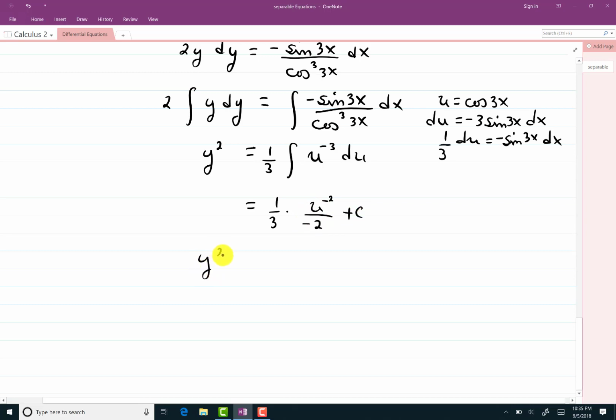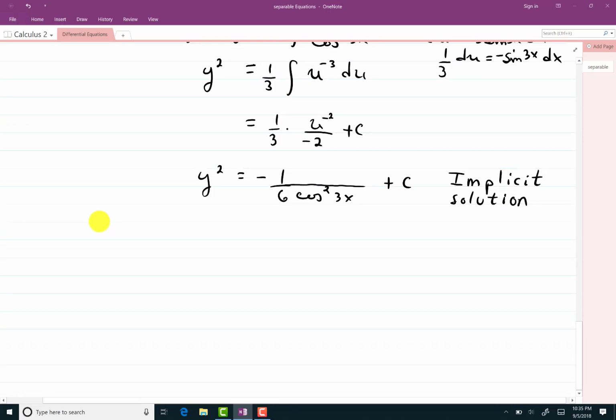So y squared equals negative 1/6. Now, this is 1 over u squared, and u was cosine of 3x. So I think I'll put it down here, and I'll get cosine squared of 3x. And then we'll put our constant. And that's good enough. Notice I didn't solve for y explicitly. This is referred to as an implicit solution. That's when we have not solved for y completely.